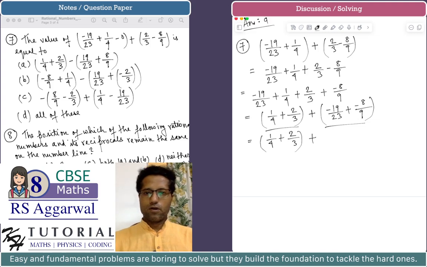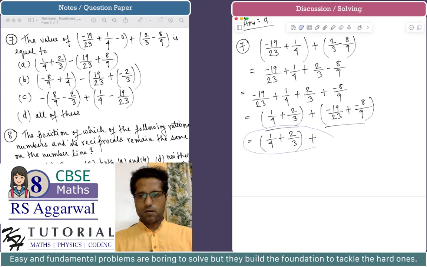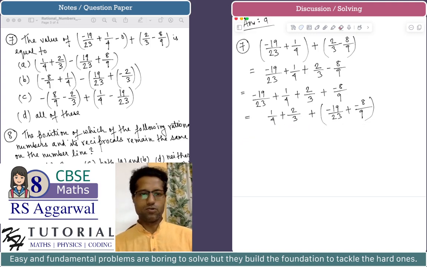Okay, so we got this, fine. Now this result that we got will clearly match with choice A. Before that, let's try to find out why choices B and C are not applicable, they are incorrect.